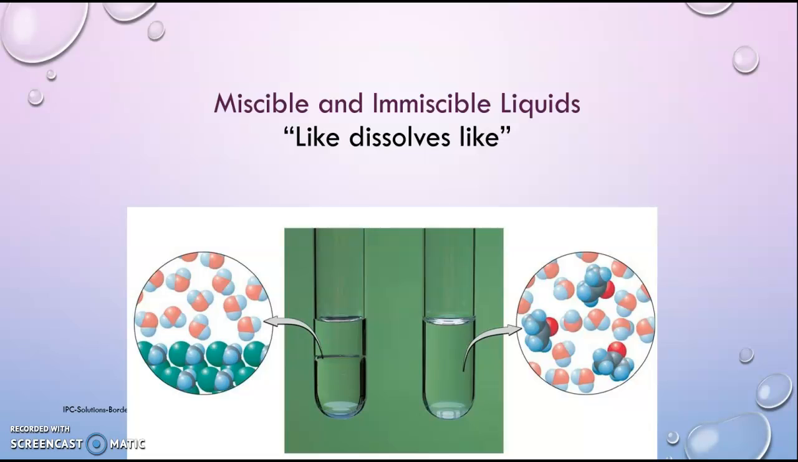So the miscible solution of the 2 substances that have thoroughly mixed together, you can't see the difference between them with your naked eye. You would have to look at them on the molecular level, like in the picture there. If you take a look at the immiscible liquid, you can clearly see the lines where they are separated because they don't like each other.